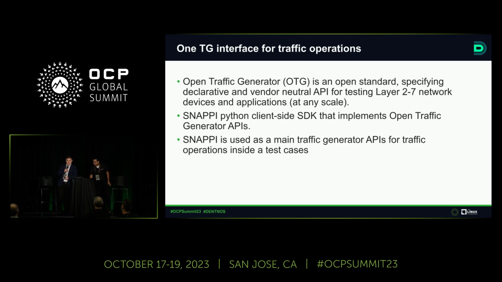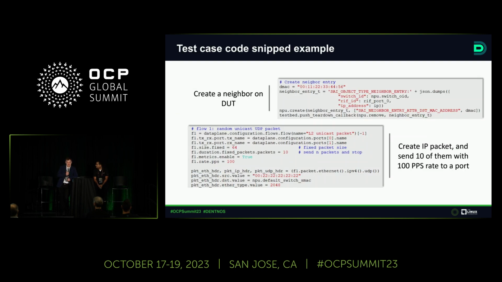Yeah, so as I said, we have the open source and well-defined SAI interface. We have the open source and well-defined traffic generator interface. So basically, it's the best starting point to write agnostic test cases. And this is a simple example of how these agnostic test cases can be written.